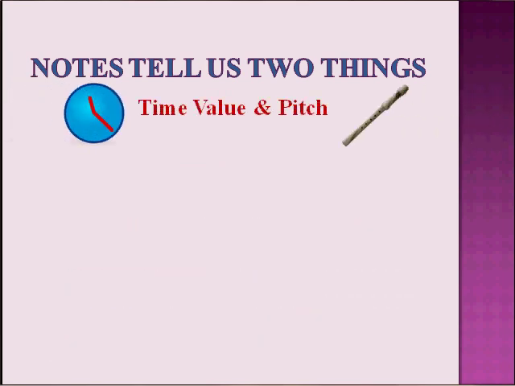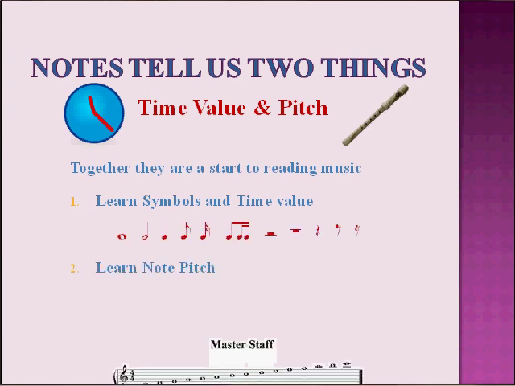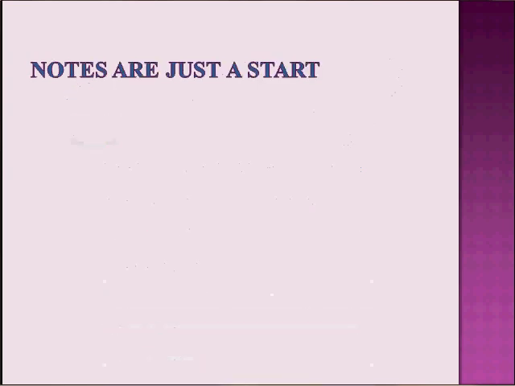Now notes really tell us basically 2 things: time value and pitch. Together they are a start to reading music. You have to understand those 2 things to be able to read and play music. You learn the symbols and the time values that are associated with them. You learn the pitch on the master staff. But notes are just a start.